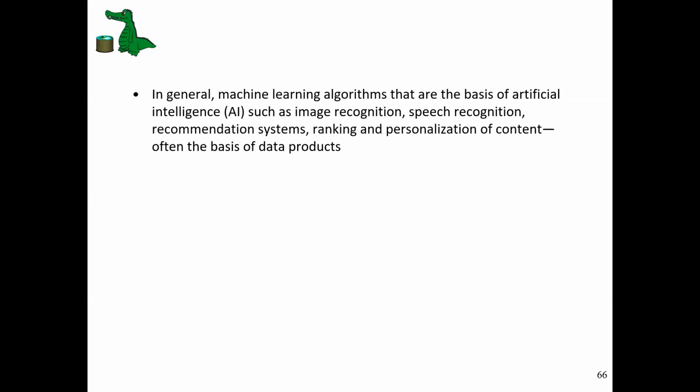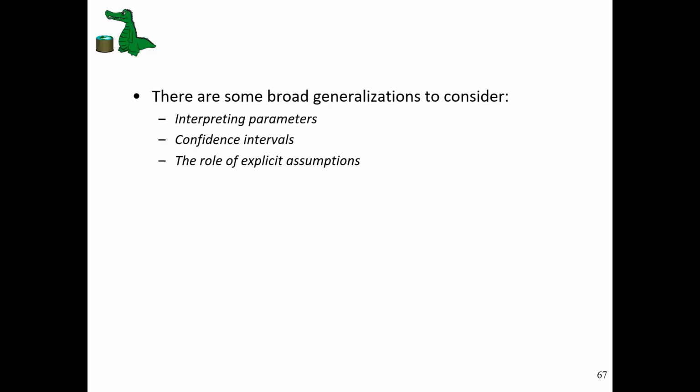So the differences in the methods of artificial intelligence or machine learning reflect cultural differences in machine learning and statistics. So as a data scientist, one must use both machine learning as well as statistics. So there are broad generalizations to consider as a data scientist. So first one is interpreting parameters.